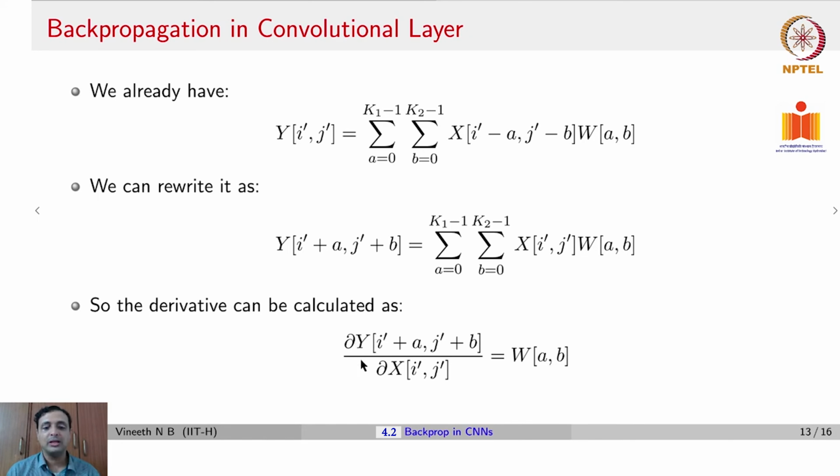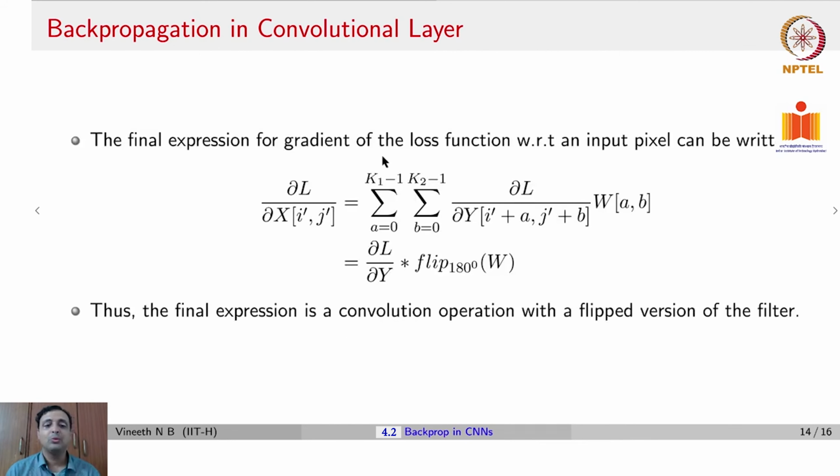So this is the quantity that we have for ∂Y at a particular pixel location with respect to ∂X at I', J'. Let's now plug this back. We have ∂L/∂X at I', J' to be, for all the pixels in the region P, ∂L/∂Y at one of those pixels into W_AB for this choice of A and B. Once again, this becomes interesting.